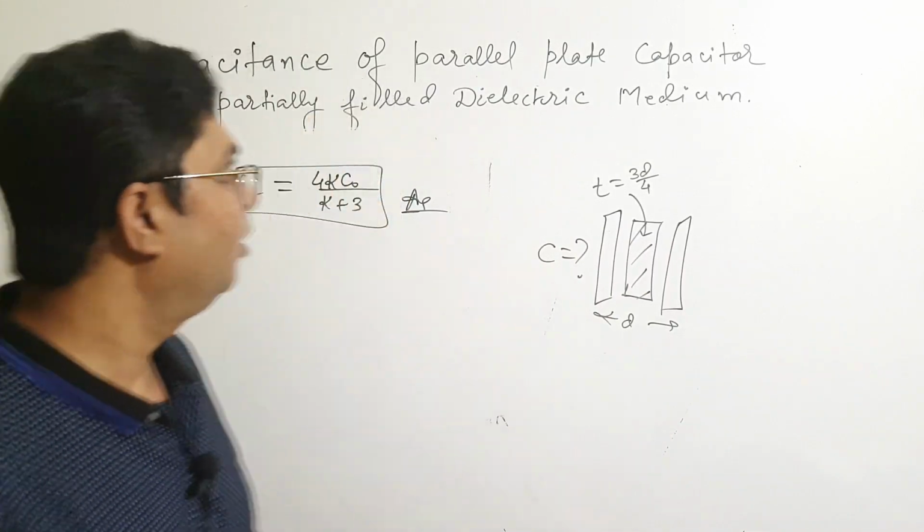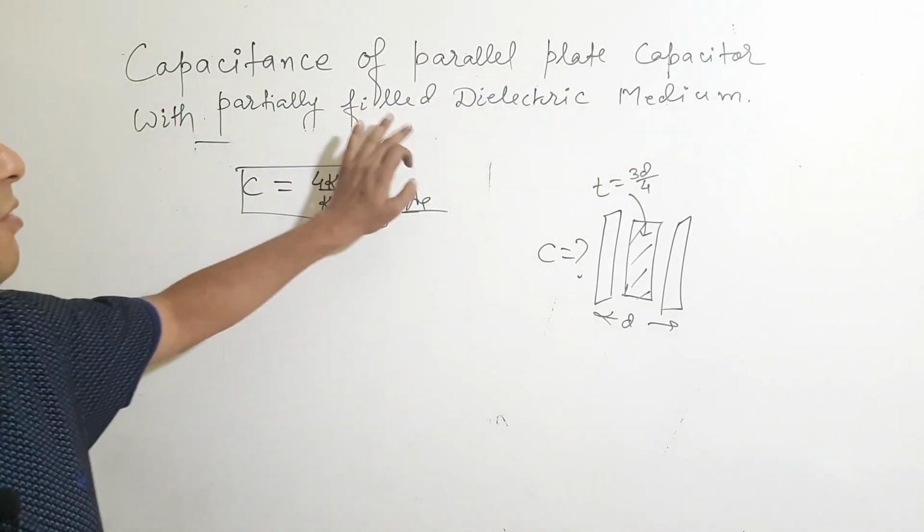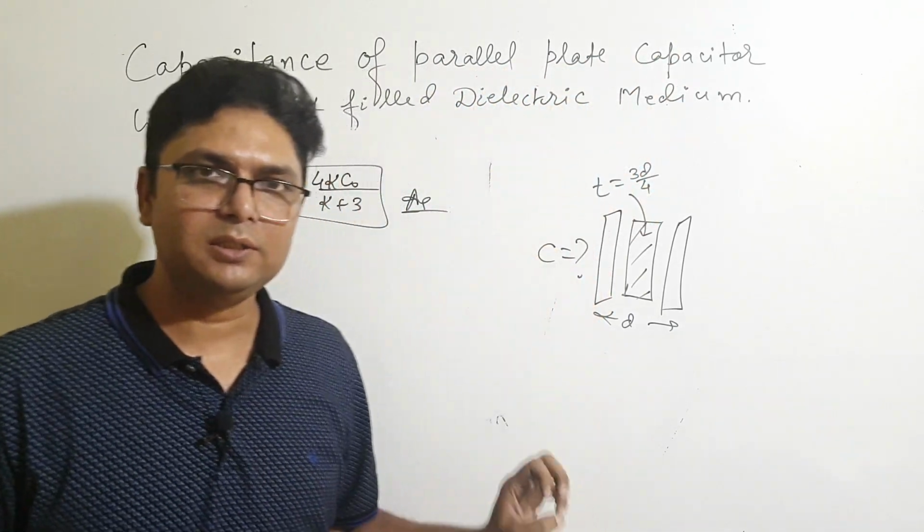Thus you know how to solve the numerical. Okay, you understand the capacitance of a parallel plate capacitor with a partially filled dielectric medium, and the numerical on this, which is based on your NCERT book example.